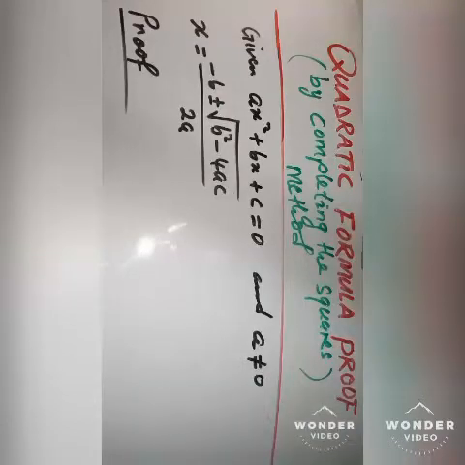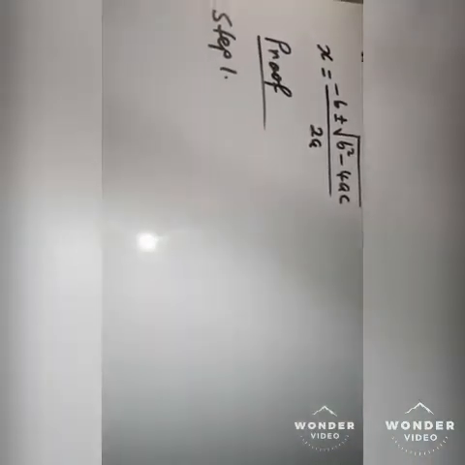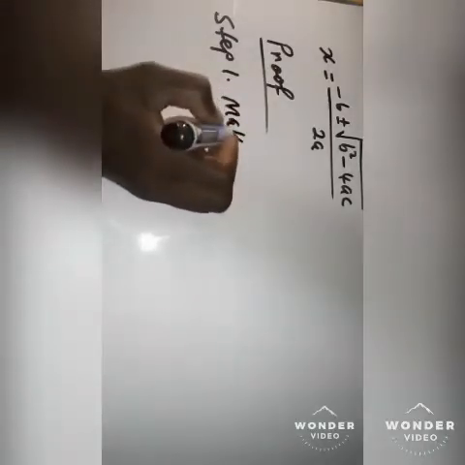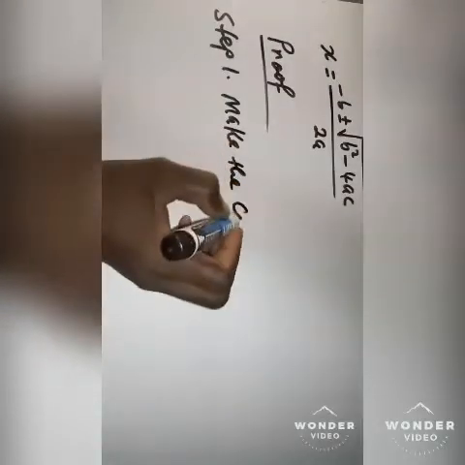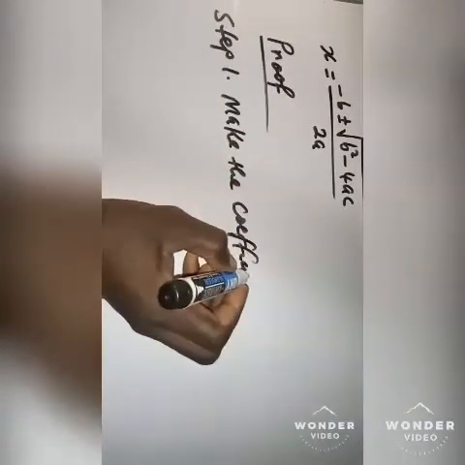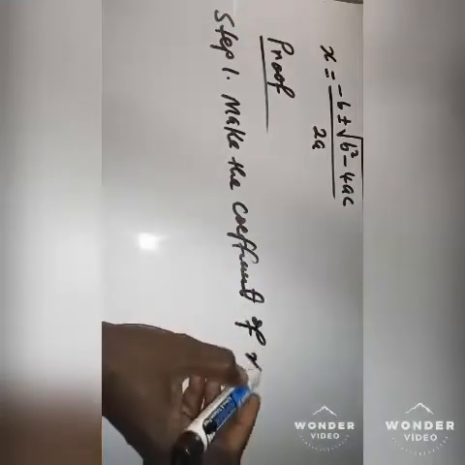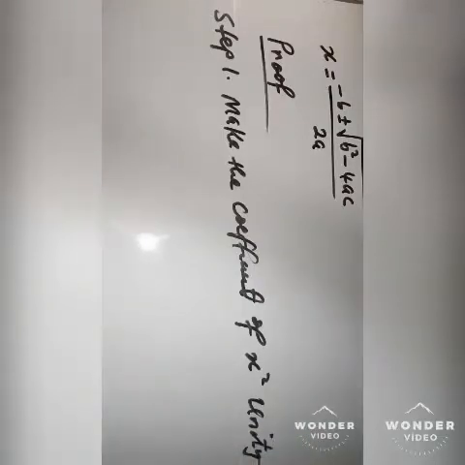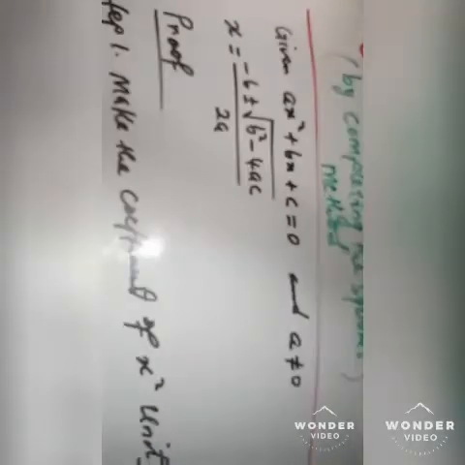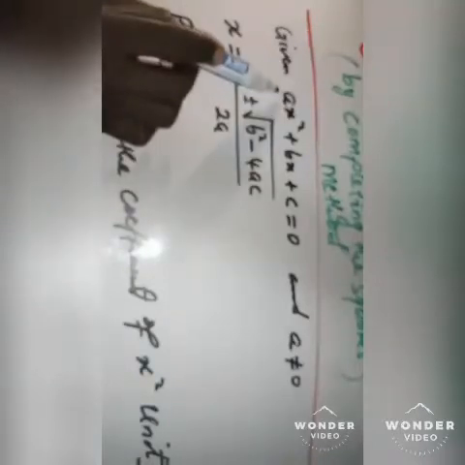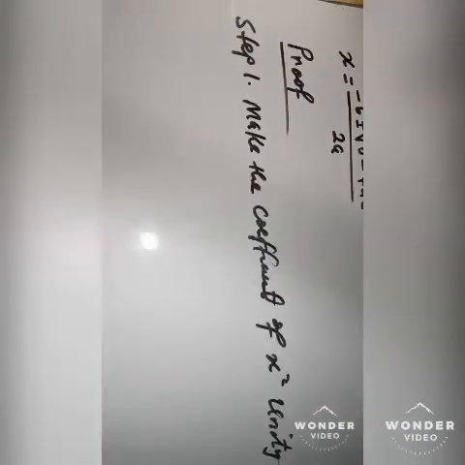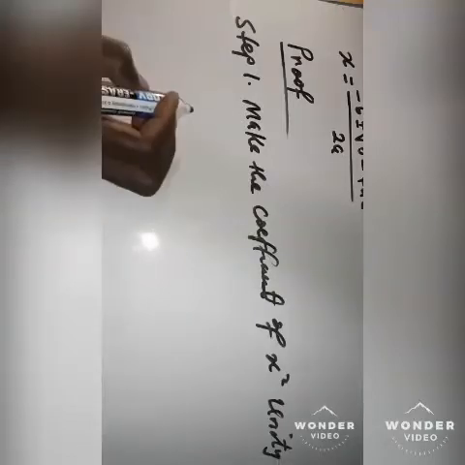Step 1. We make the coefficient of x squared unity. We want to make the coefficient of x squared, which is a, unity. How do we make it unity? We make it unity by dividing the equation through by a.